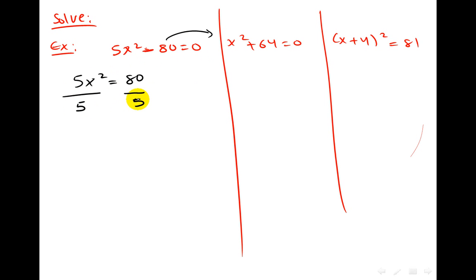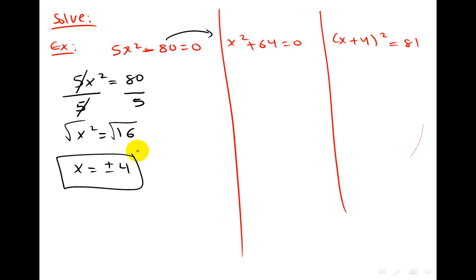Then divide both sides by 5. Here 5 will be cancelled with the 5. X squared would be 80 divided by 5 is 16. So to know the value of x, get rid of this squared by putting roots. So x equals to a square root of 16 is positive or negative 4. So this will be our first solution.